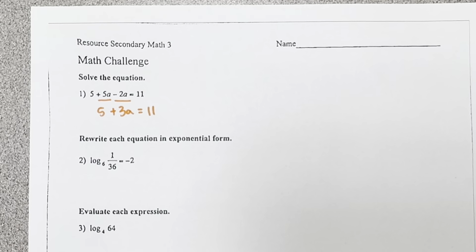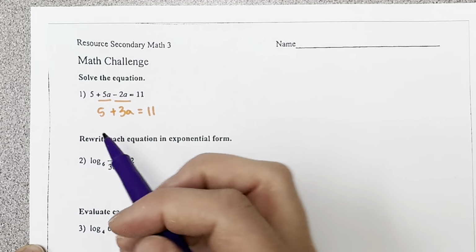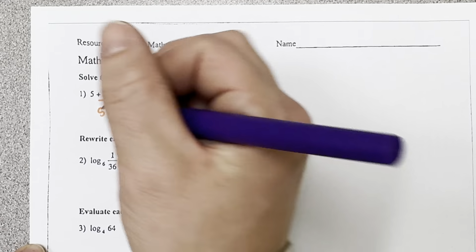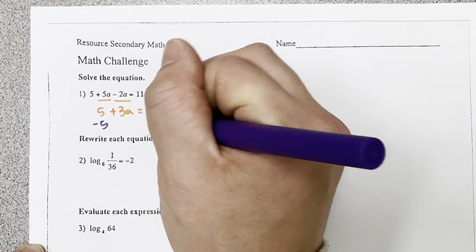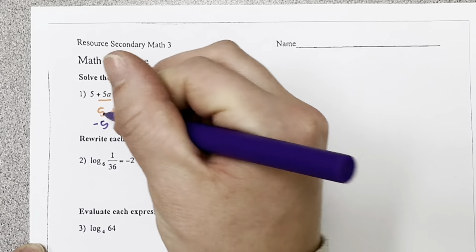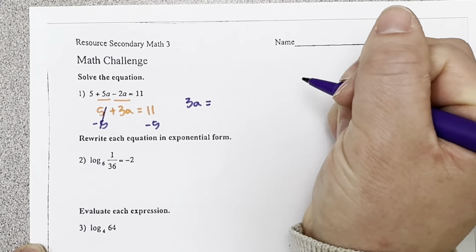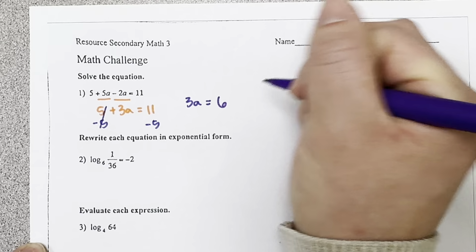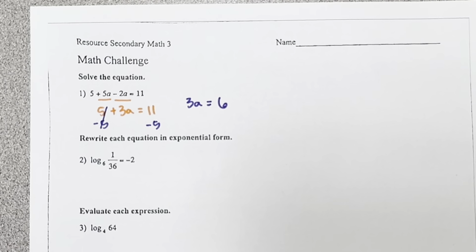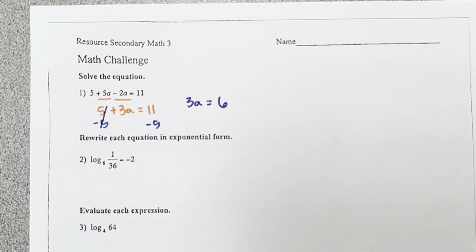equals 11. Okay, now remember the whole point here is we're trying to get A by itself. So the next thing I want to get rid of to try and get A by itself is this positive 5. Do the opposite, subtract 5. Okay, so that gets rid of it. I'm left with 3A equals 11 minus 5 is 6. Okay, so that's where I'm going to stop it for this problem. You need to finish it out and solve for A.